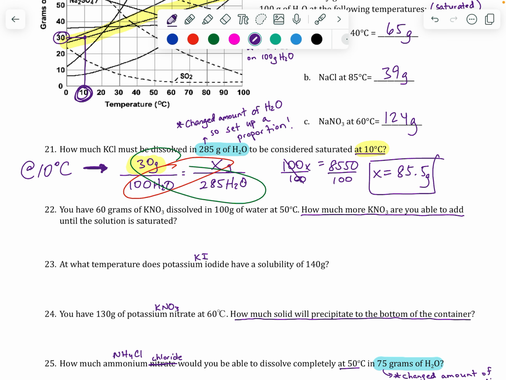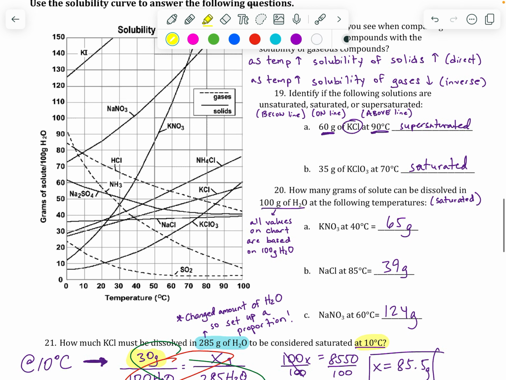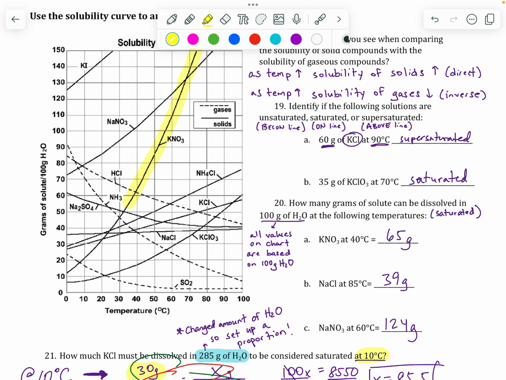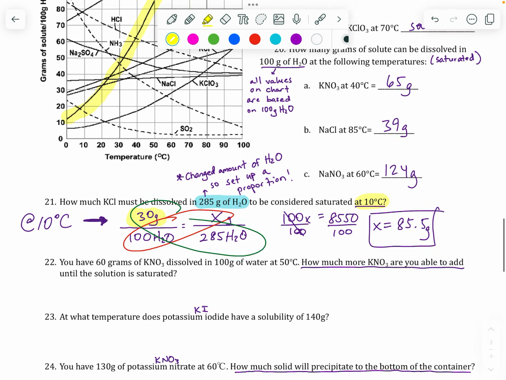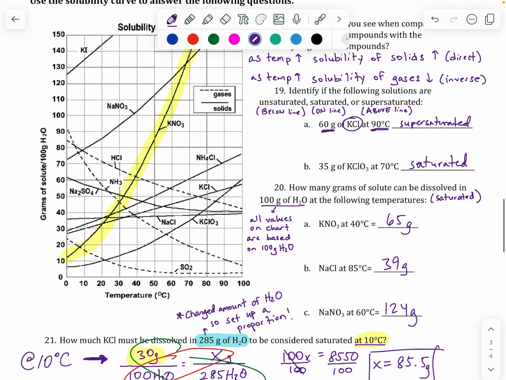I'm looking at 22, and it's talking about KNO3, so I'm going to identify where the KNO3 line is. In this case, that is this one right here, and so that's the line that I'm paying attention to. I have 60 grams dissolved in 100 grams of water. Well, we know that it's 100 grams of water, so if you want to just cross that out, we can. At 50 degrees Celsius, so I'm looking at 50 degrees. So here's 50 degrees, and then I have 60 grams here. And so I'm going to go up until I match those 2 points.